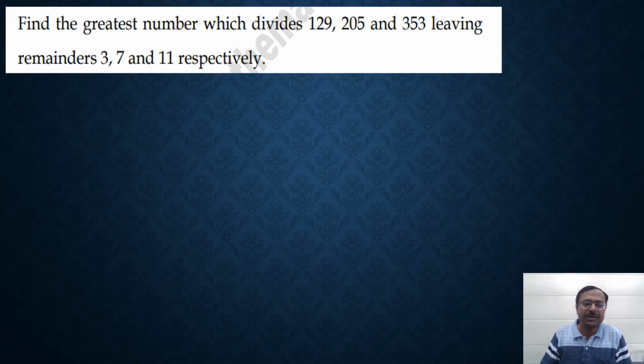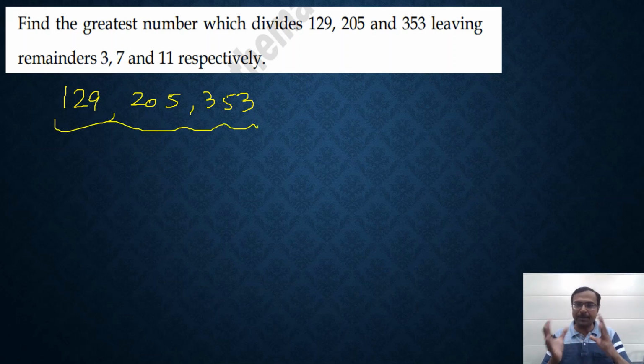Now look at this question where they have given you three numbers 129, 205 and 353, and you have to find the greatest number which divides these three numbers, leaving some remainders. Very important question for quantitative aptitude exams. And class 6 students, you need to be very sure that you can solve all such questions.